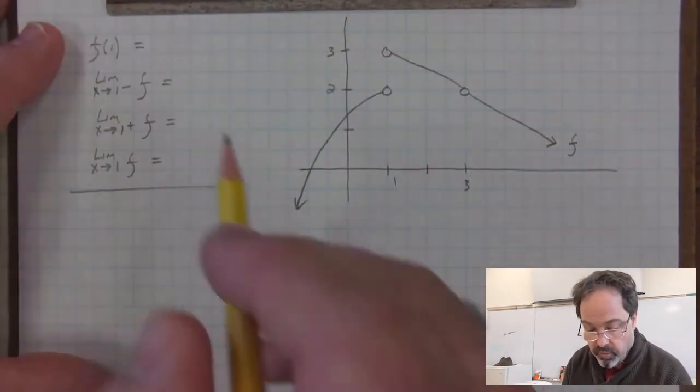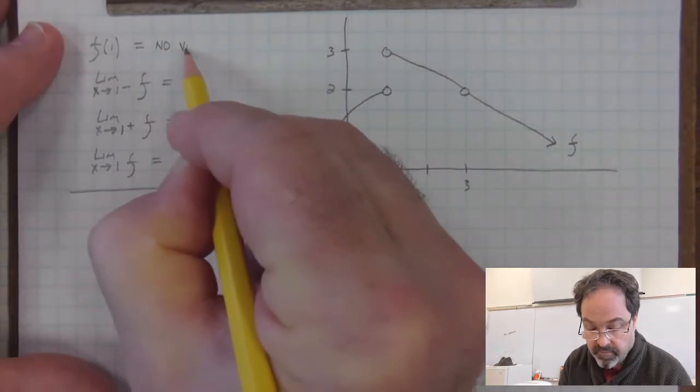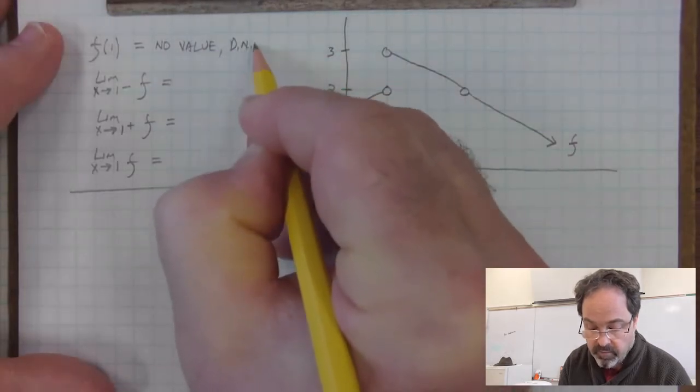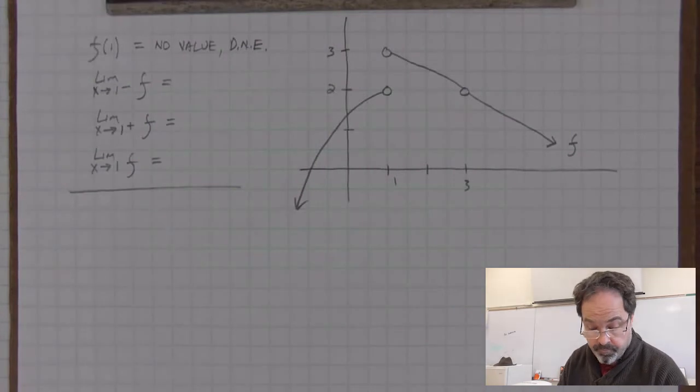The 1 is an important place. There's no value. We could say no value, or DNE for does not exist. The function is not defined at 1.